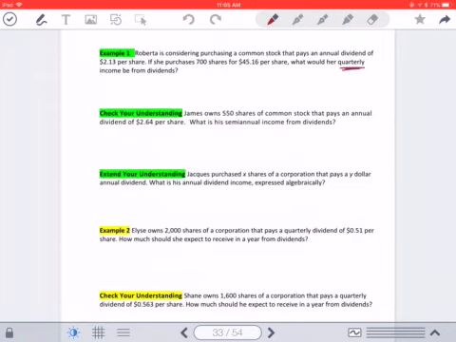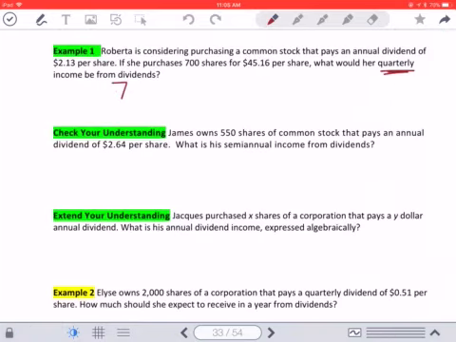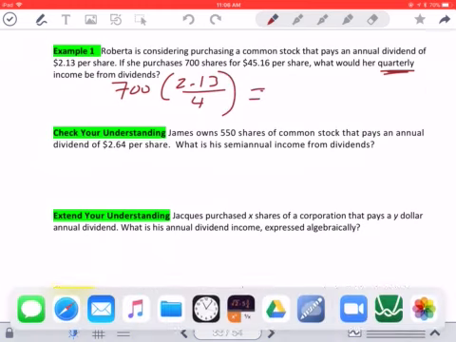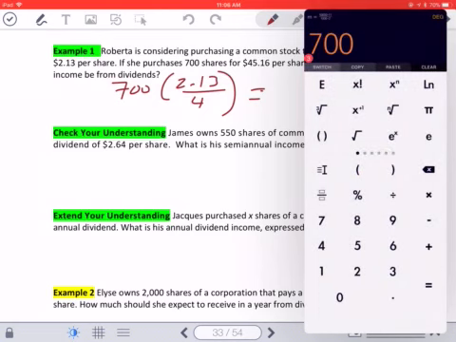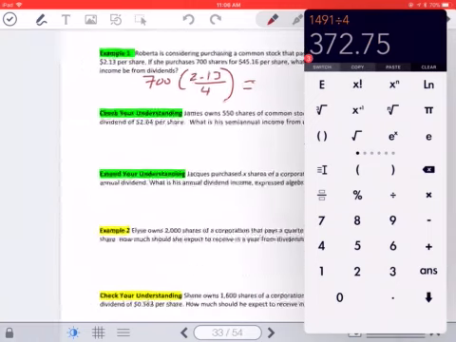Okay, so it's a quarterly income, and I'm just going to take this amount. So you own 700 shares. It pays $2.13 annually, and I'm just going to divide that number by 4. I can divide this number by 4, or I can divide it all by 4 at the end. Either way, I have 700 times $2.13 per share. Get my answer, divide that by 4, and I get $372.75.